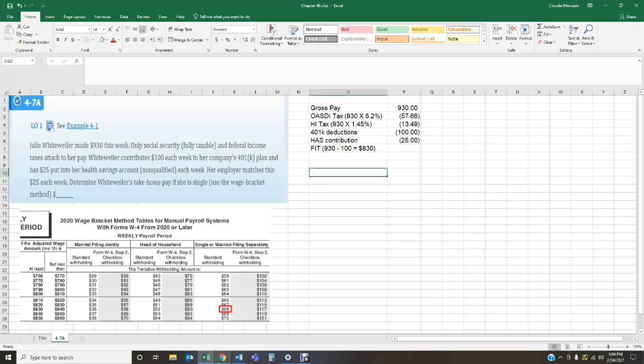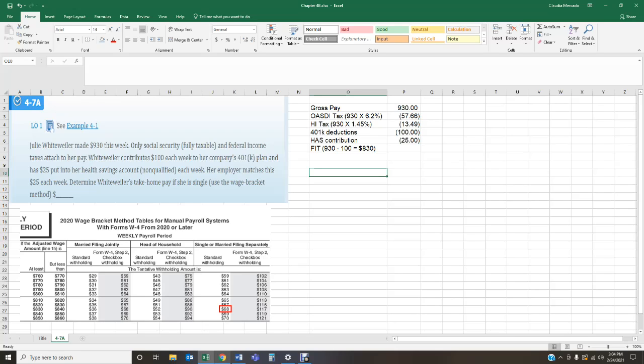So this is where you have to understand what is taxable, what is non-taxable, okay? So that table there gives you everything that is taxable. There's a section that explains what is taxable and then another section that explains what is not taxable. That is why it's important to read, okay?